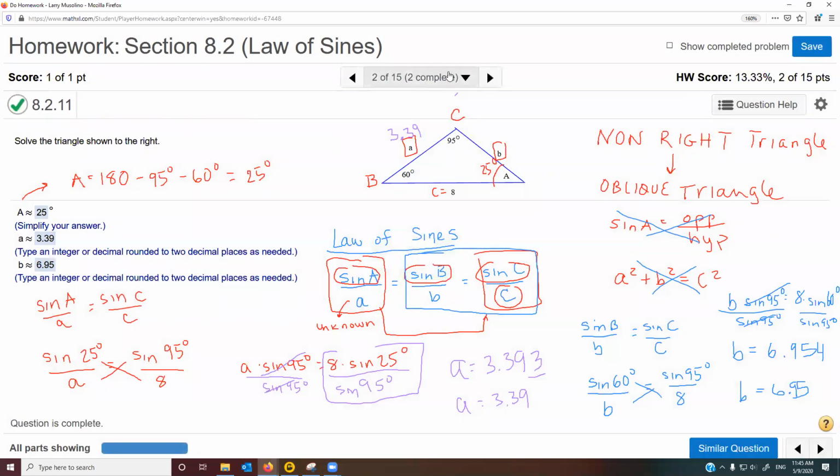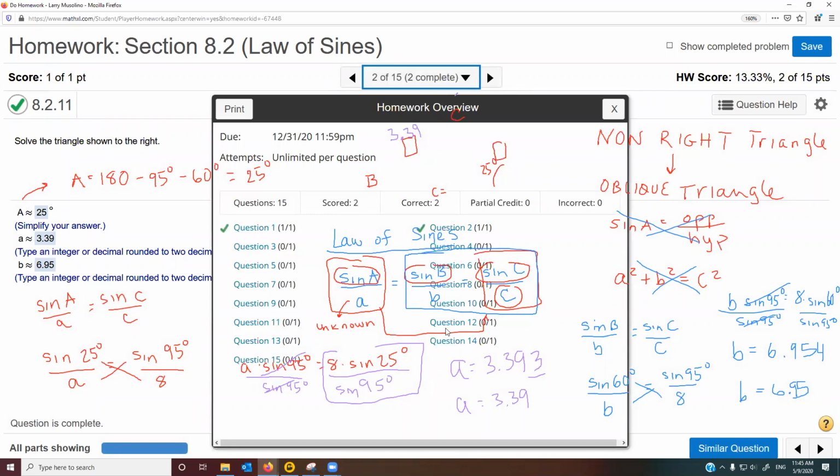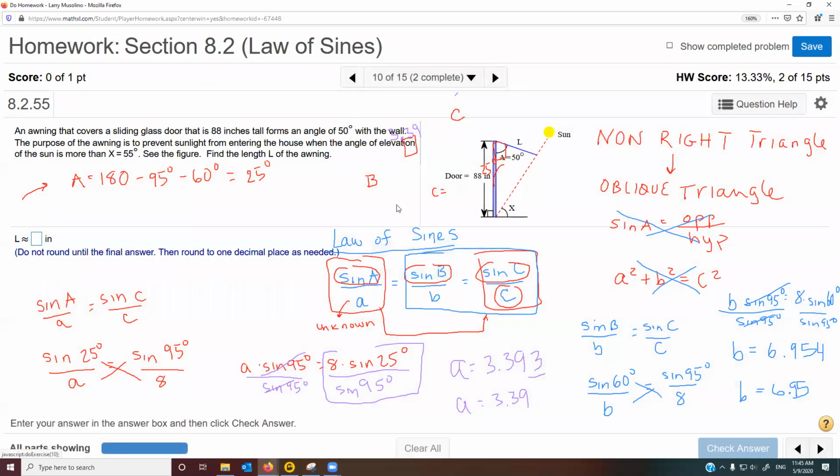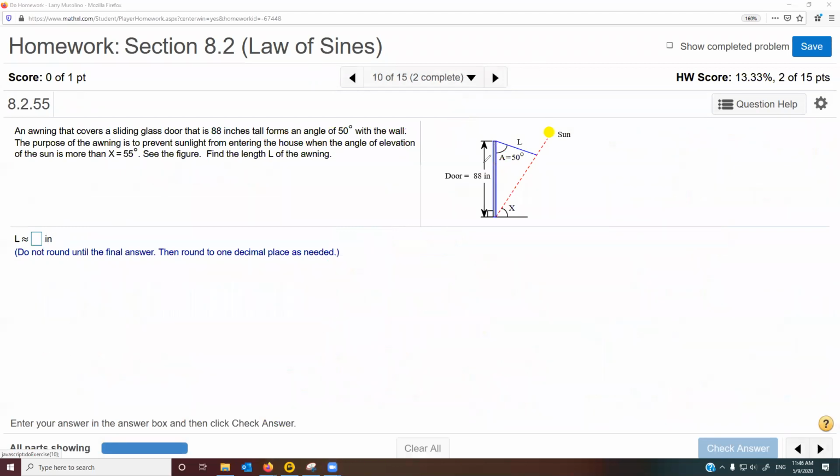All right, well, let's do maybe one more example where we look at a real-world application using law of sines. All right, so here's what they're giving us. They're telling us an awning covers a sliding glass door that's 88 inches tall, and it forms an angle of 50 degrees with the wall.